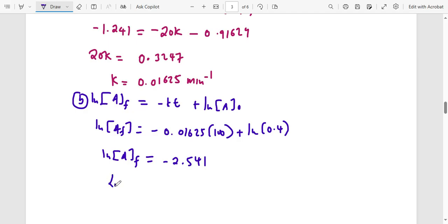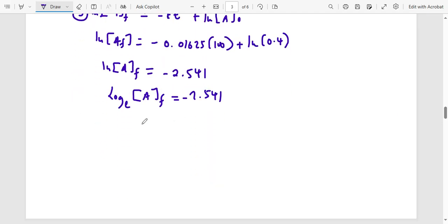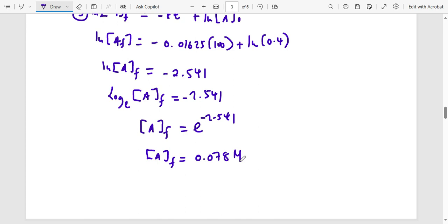Again, remember a natural log is a log in base e, and then ln of Cf is equal to negative 2.541. Express this in exponential form, so it means that the final concentration is going to be equal to e raised to the power negative 2.541. Therefore, the final concentration after 100 minutes is going to be 0.078 molar.